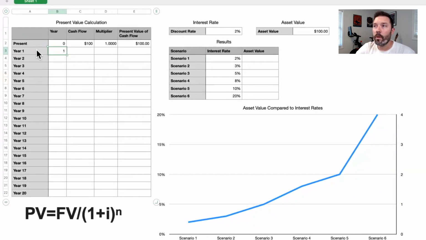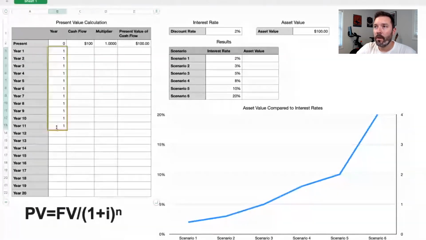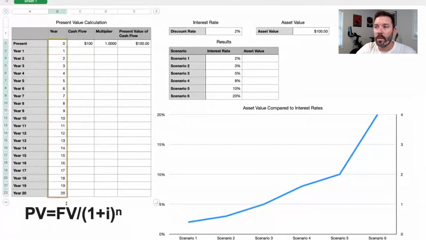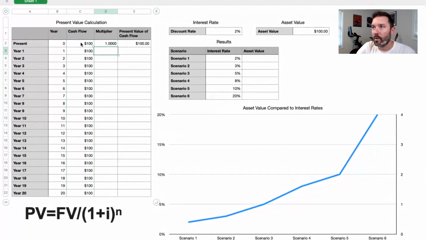The first thing we're going to do here is build out our cash flow model. So this is the year on the left here. And what I'm going to do is go from year 0, which would be the present, to year 20. So that way we have these numbers continuing to grow here. And cash flow, we're just going to have this be exactly the same every year from now until year 20, just to make these numbers really simple.